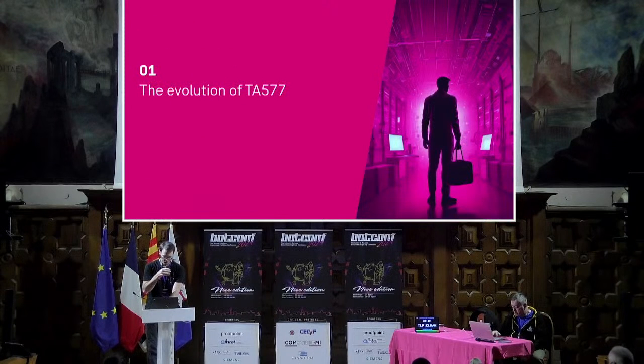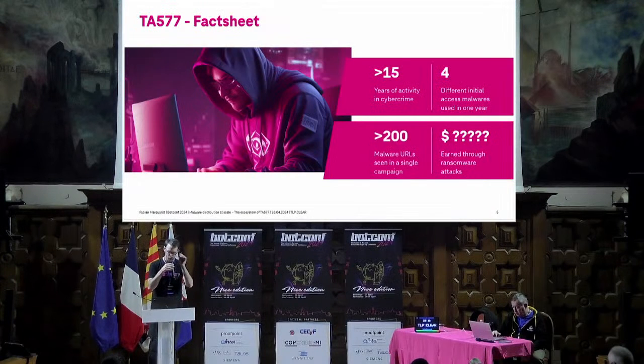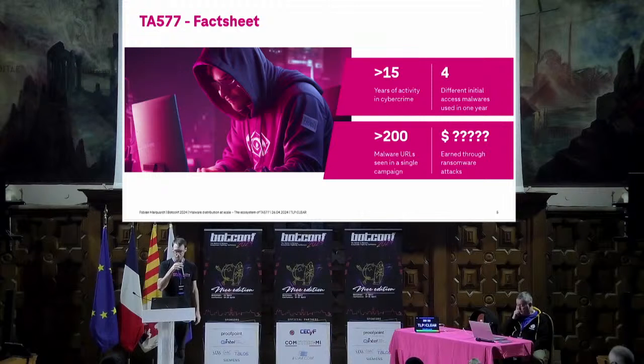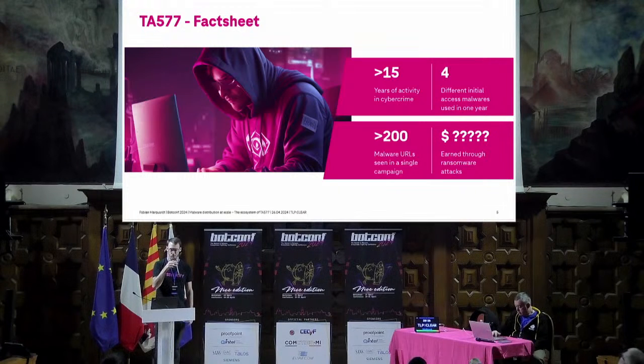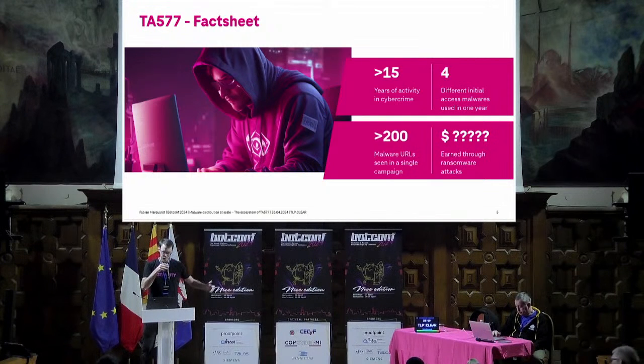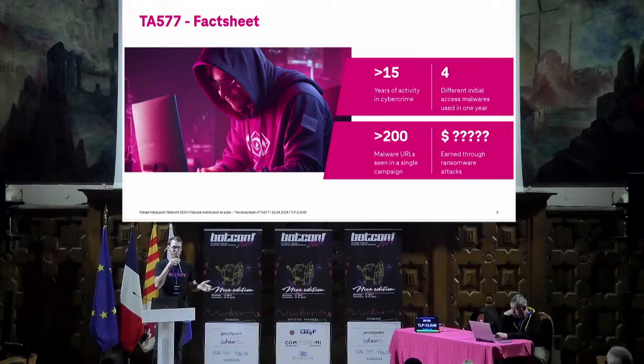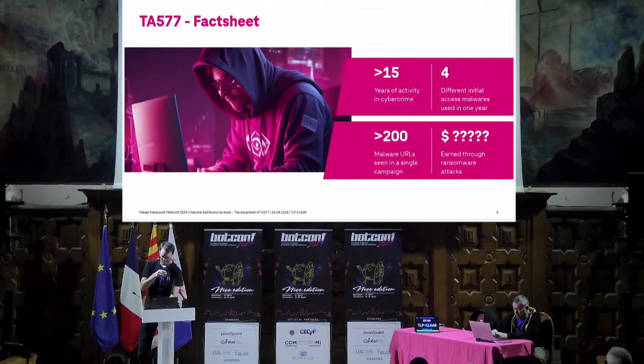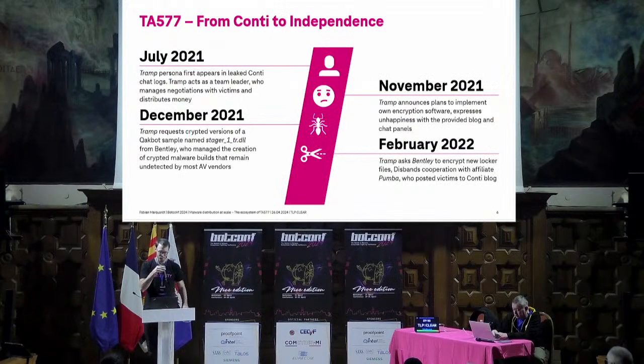So let's look a little bit at the history, starting with some quick facts. We know that this actor has probably been active for over 15 years, so quite an experienced threat actor. We also see that they are very versatile. In the last year alone, they had 4 different initial access malwares. Like I already said, they launched very powerful campaigns. We have seen campaigns in the last year where they had over 200 different domains distributing their malware. Why do they do this? Basically to earn a lot of money. We don't do cryptocurrency tracking, so I never attempted to get an exact figure, but I'm sure it's worth doing. And with that, let's jump into a little history lesson.